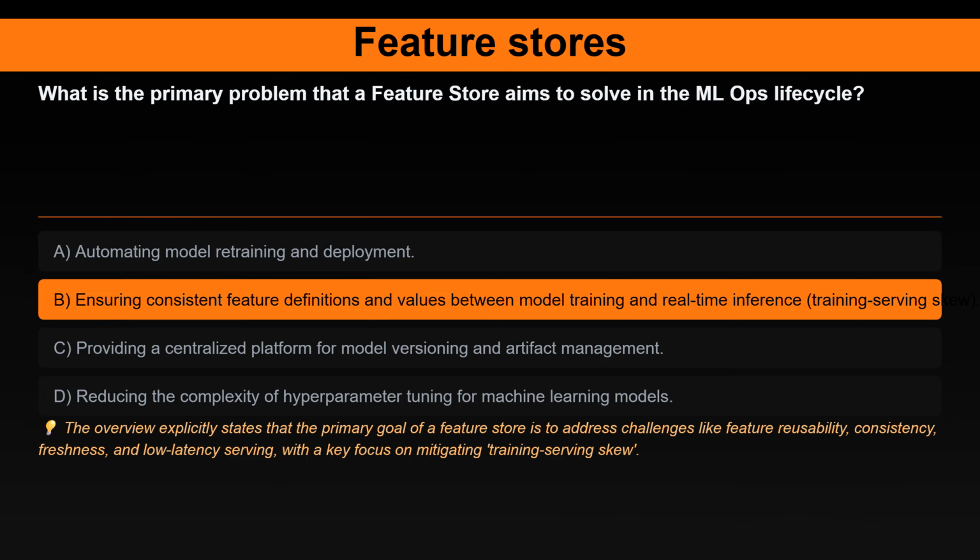The correct answer is ensuring consistent feature definitions and values between model training and real-time inference, training serving skew. Here's the explanation. The overview explicitly states that the primary goal of a feature store is to address challenges like feature reusability, consistency, freshness, and low latency serving, with a key focus on mitigating training serving skew.